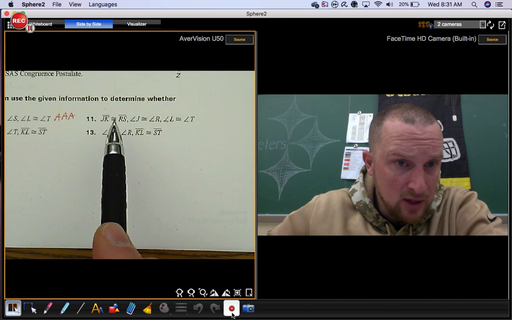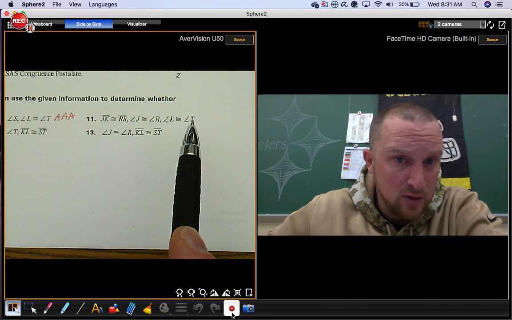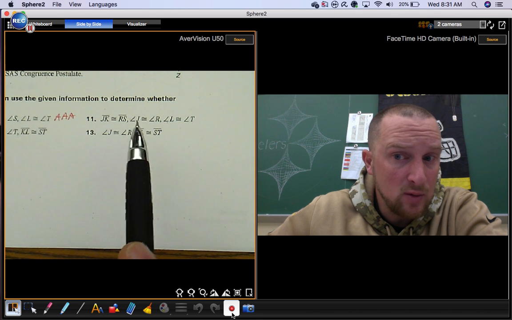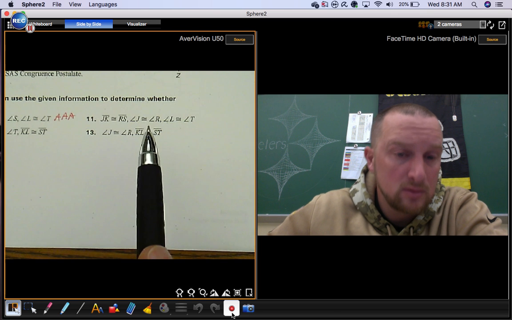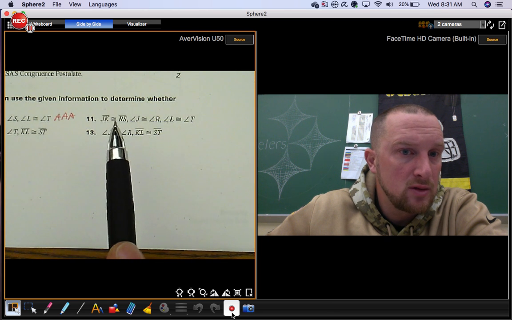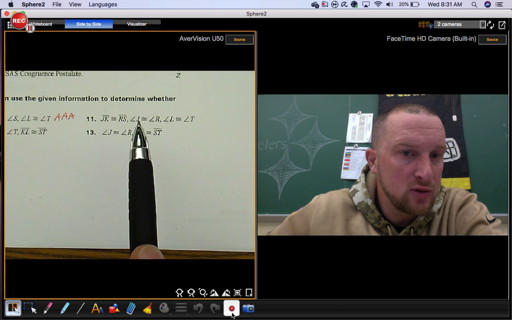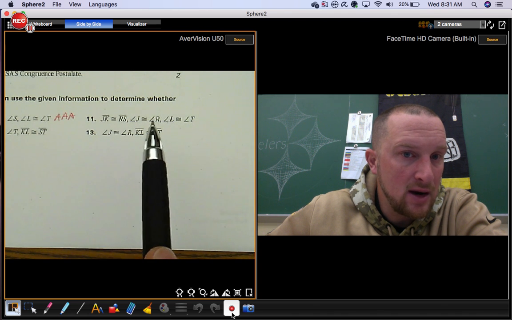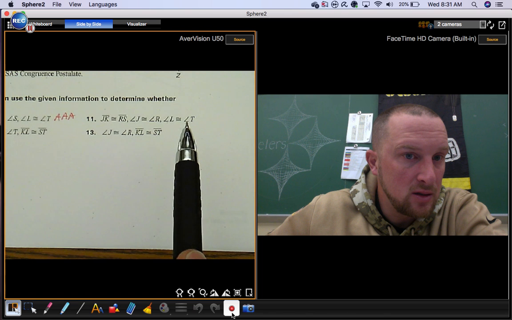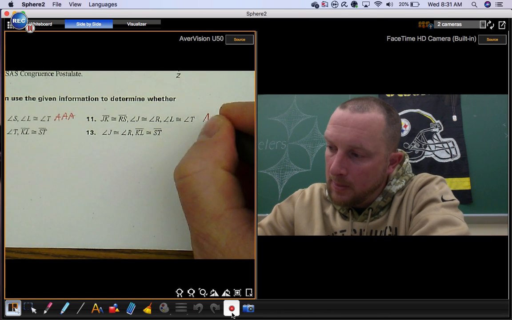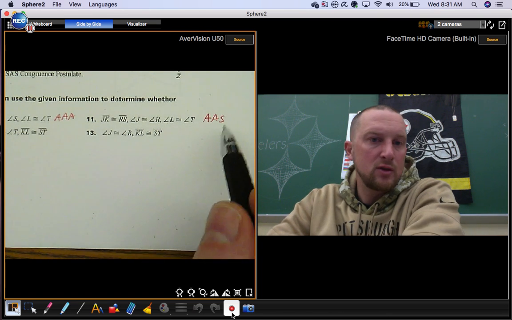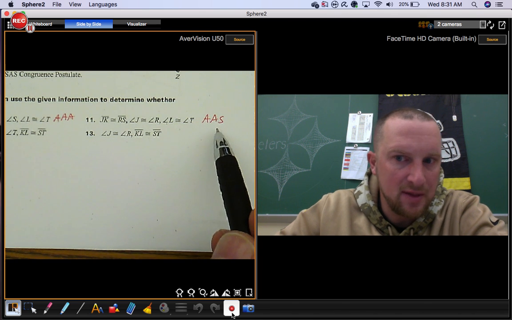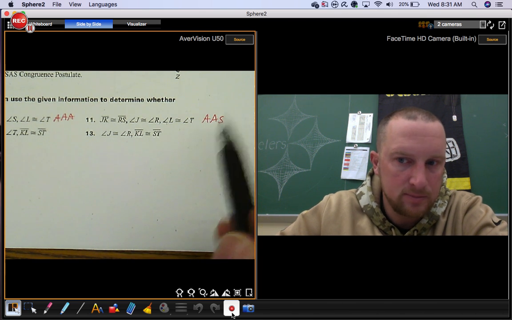Number 11, we got congruent sides, congruent angles, and congruent angles. This could be angle, angle, side, or angle, side, angle. Are these sides included? Is segment JK in between J and L? They're not. Is segment RS between angle R and angle T? They're not. So your congruent sides are non-included, but the triangles are still congruent. This is a congruence method that makes the triangles congruent.